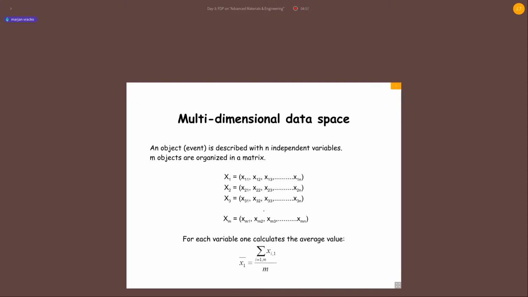Multi-dimensional space is an object or events which we want to study. The objects are described with independent variables. So if we have m objects or observations, each of those objects is described with n independent variables. And all of those data are put in this matrix. So this is our object of our research, this data matrix.